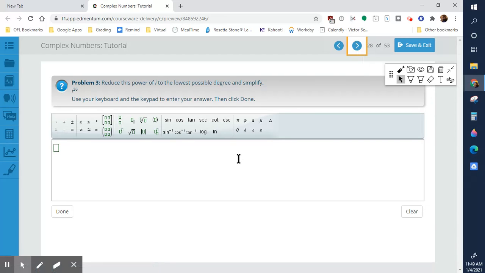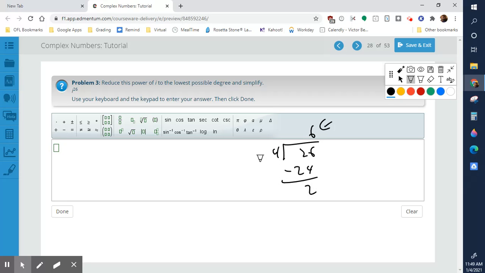All right, let's take a look at this next one. Reduce the power and simplify. So I'm not going to be tricked again. 4 doesn't really go into 26, but it does go into 24. And we said that was 6 times. So we don't really care about this top. We mainly care about the remainder. The remainder is 2. Well, we said I to the squared is the square root of -1 times the square root of -1. So that means our answer is simply -1.